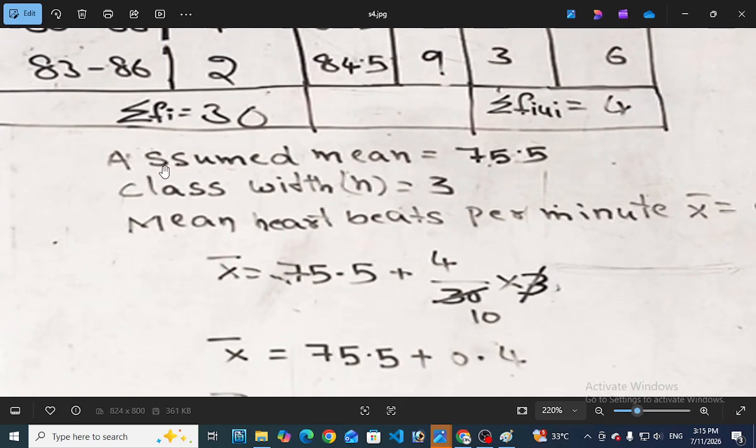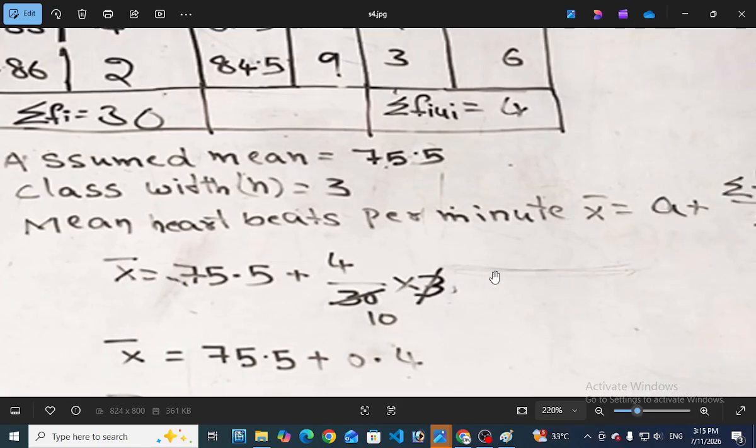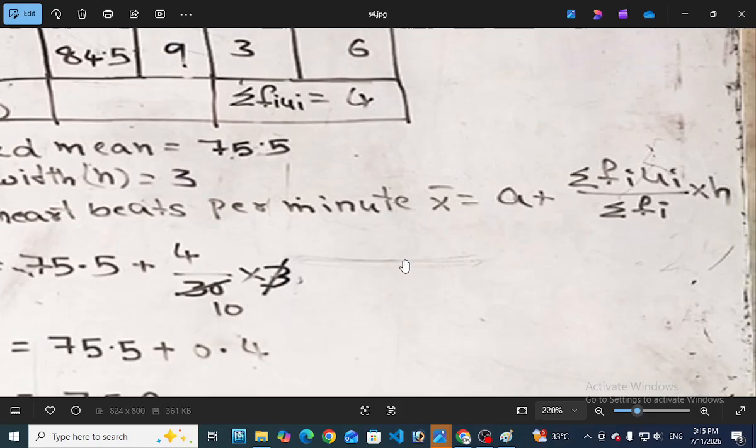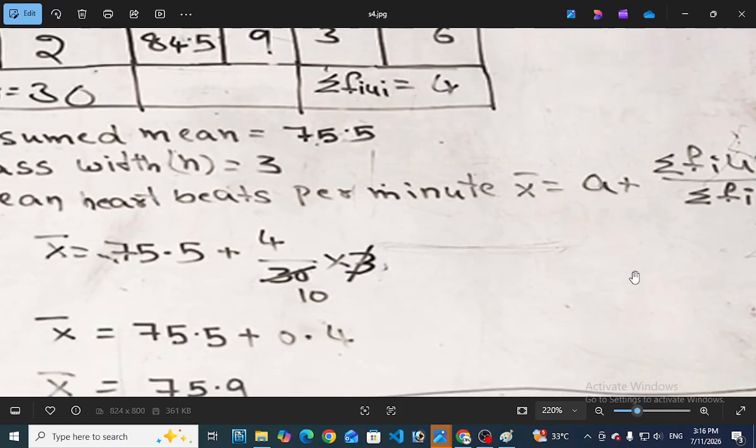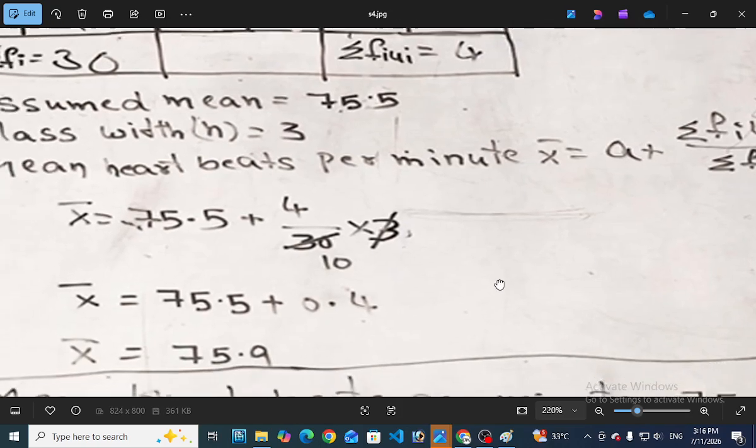As we have discussed very clearly, before we went for deviation, the assumed mean is equal to 75.5, which is required in the solution. And the class width is also required for the solution. Then the mean heartbeats per minute, x bar is equal to a plus sigma fi ui by sigma fi, into h. That is the formula to find the mean by using the step-deviation method. Once again, x bar is equal to a, the assumed mean, plus sigma fi ui by sigma fi into h. That is the formula for step deviation. If we substitute all the values, we will get the mean heartbeats per minute.